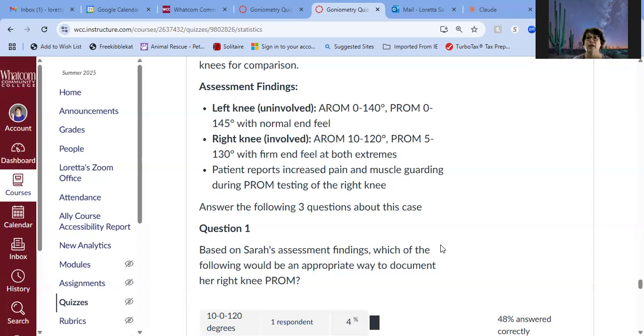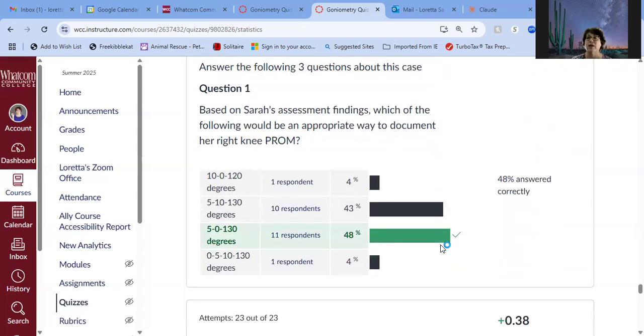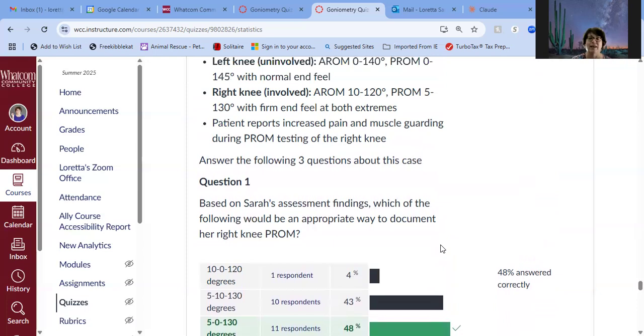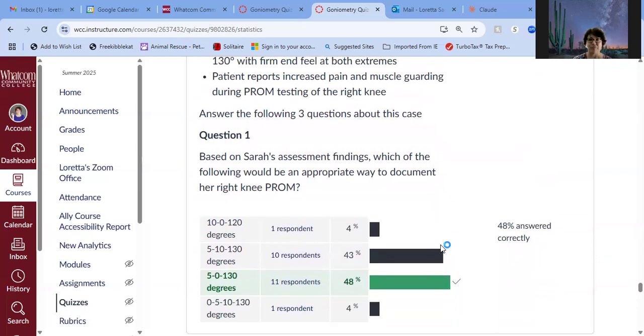And why can't we just write it like that? Why do we have to do the line method? I think we should just write it like that. But anyway, if you do 5-0-130, it means you're lacking 5 degrees from full extension and you have 130 degrees of passive range of motion.